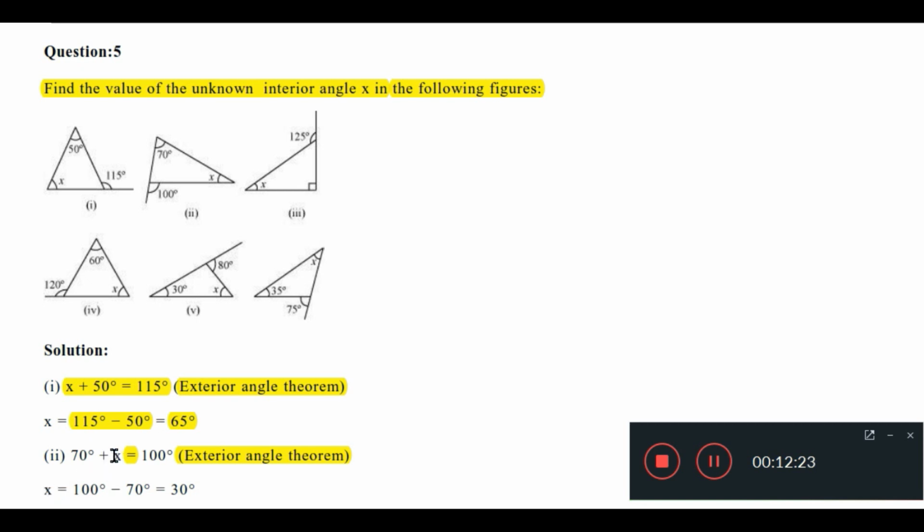Then afterward you know how to solve. You will write the variable on the left hand side, and you will take the constant number to the right hand side by transposition. We have done such kind of questions in chapter number 4, simple equations. So 100 minus 70 equals what? 30 degrees. Simple.